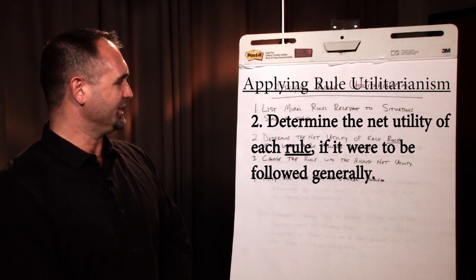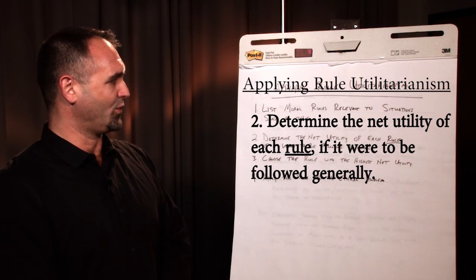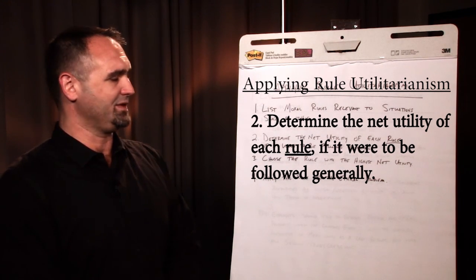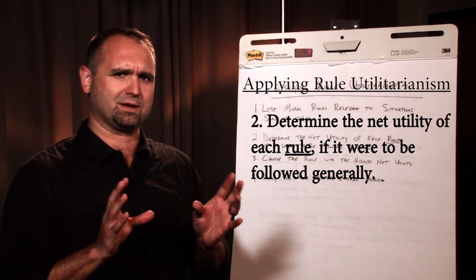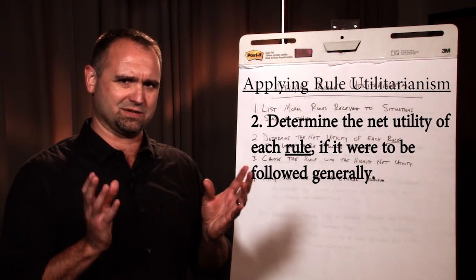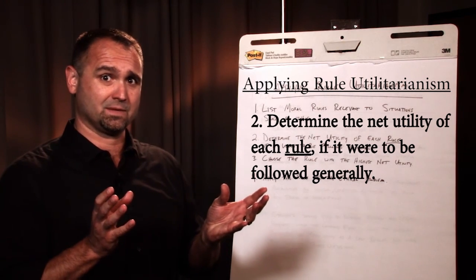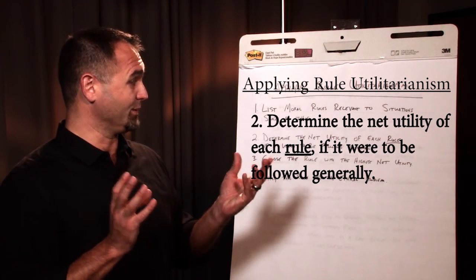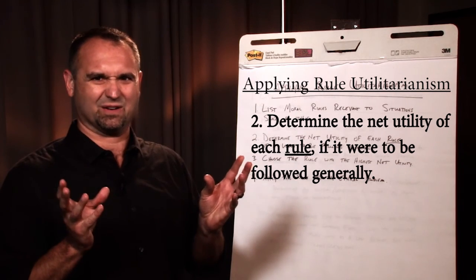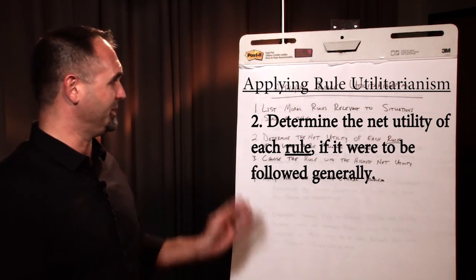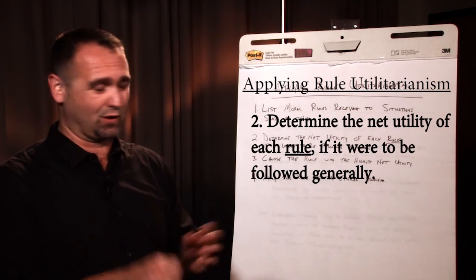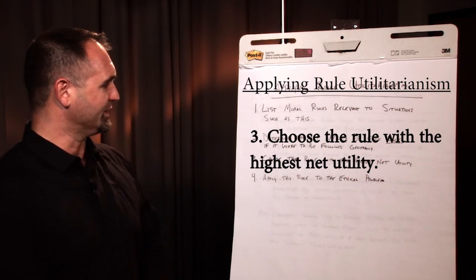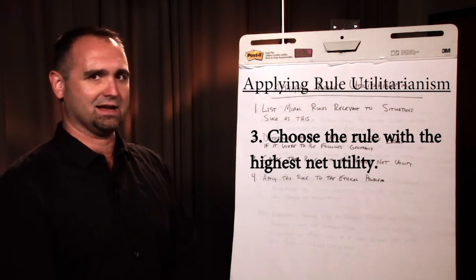The second step is to determine the net utility for each rule that you come up with, if it were to be followed generally. So what we're doing here is thinking about rules that might become policies for solving situations like the one that Carina's in. Which of these rules that we consider would be the better policy or the best way to go as far as solving this problem? So we'll determine the net utility of rules rather than of specific options for solving the problem. The third step is to choose the rule with the highest net utility.